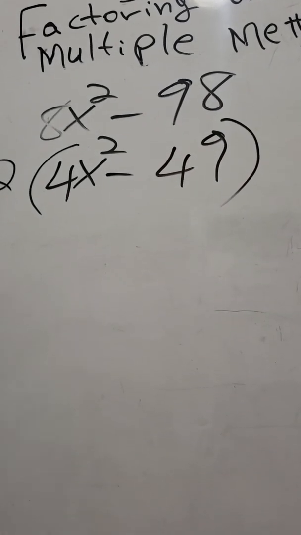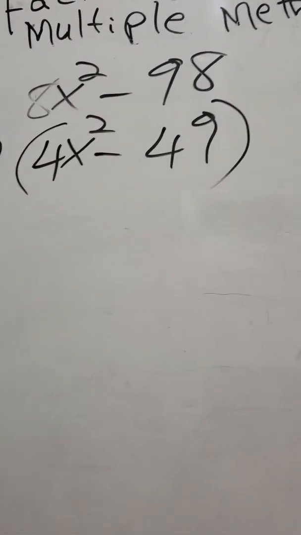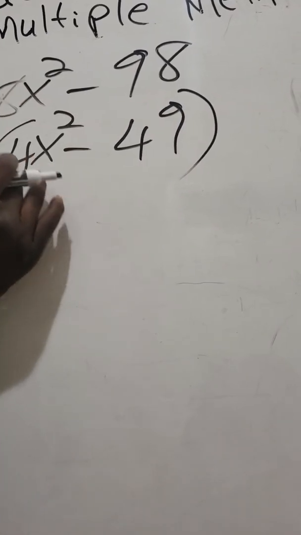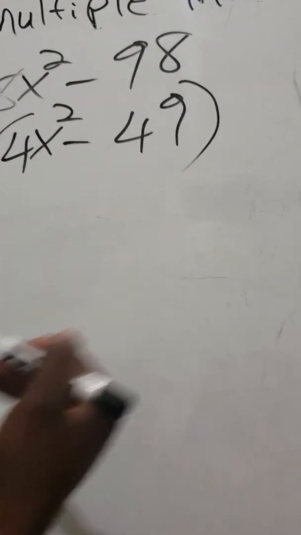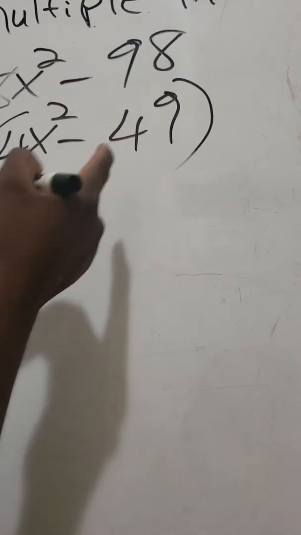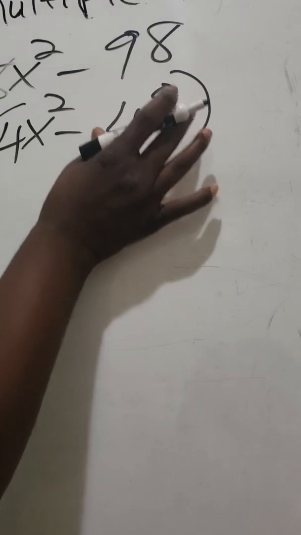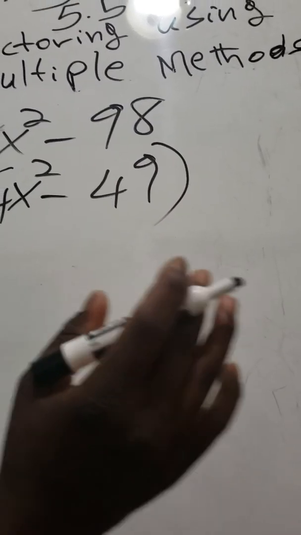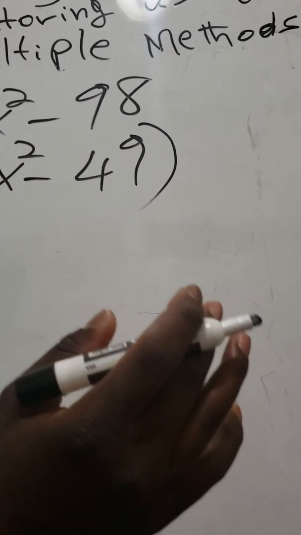So when you finish taking out the GCF, you ask, what do I have inside the parentheses? If you really look at it, you're going to notice that you have a perfect square in the front. And once you learn your perfect squares, you're going to find out that 49 is also one of those perfect squares, because it's basically 7 times 7, which would give you 49.